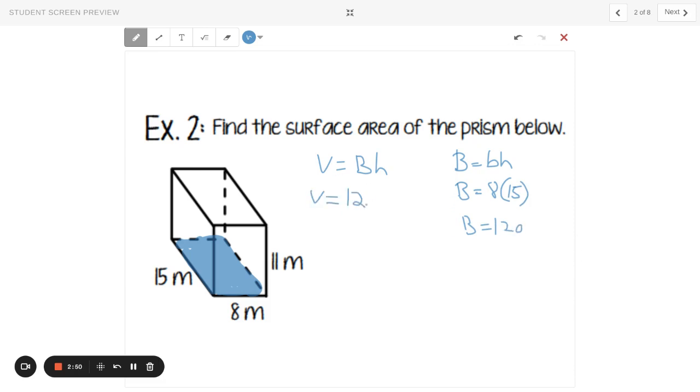So big B is 120 times the height of the prism, what adds depth to it, which is 11. So we can do 120 times 11, which is 1,320 meters cubed. My little tablet's messing up. Sorry, guys.